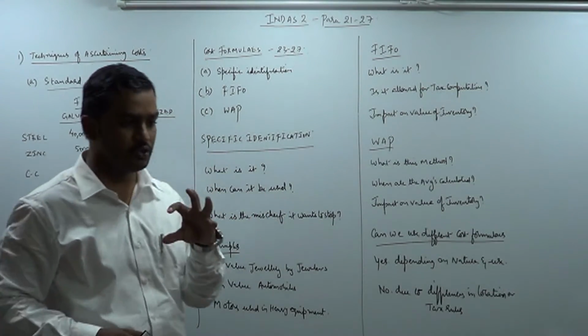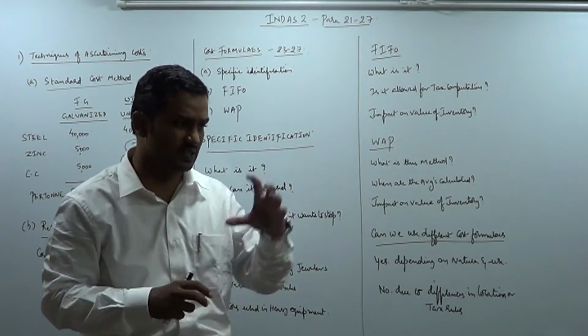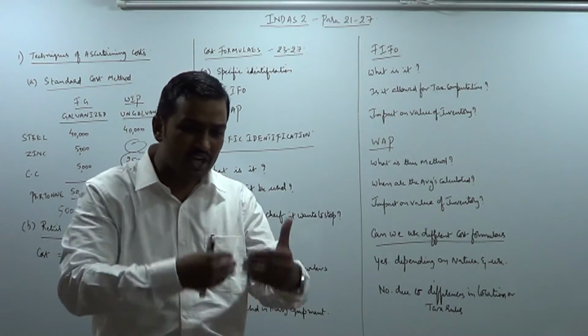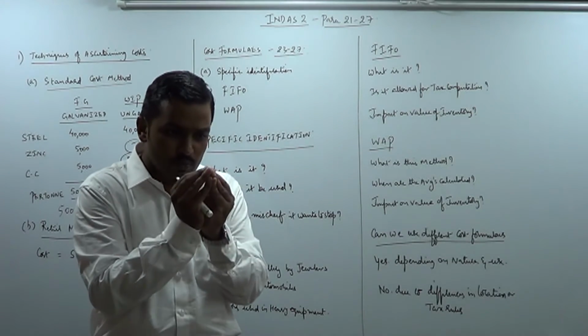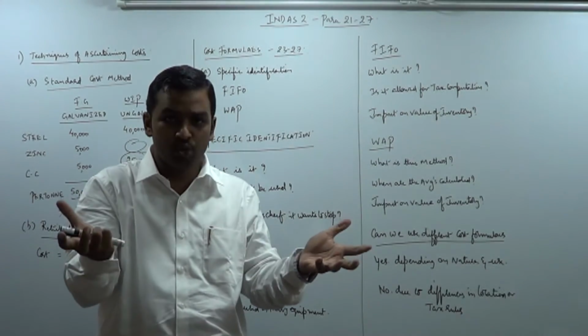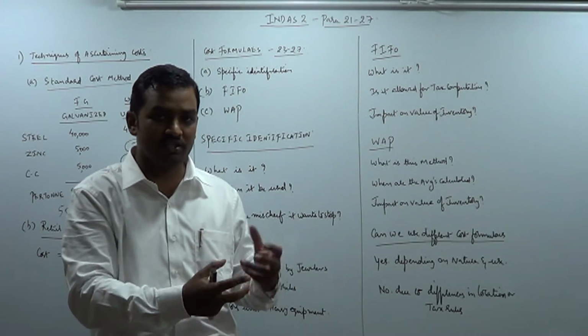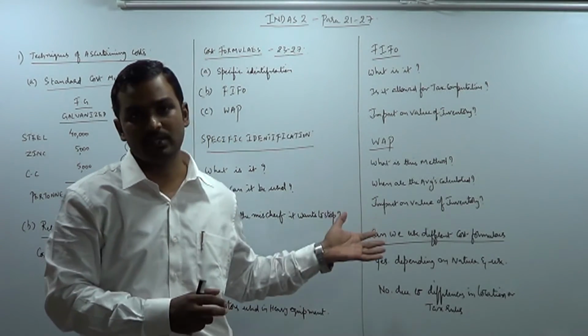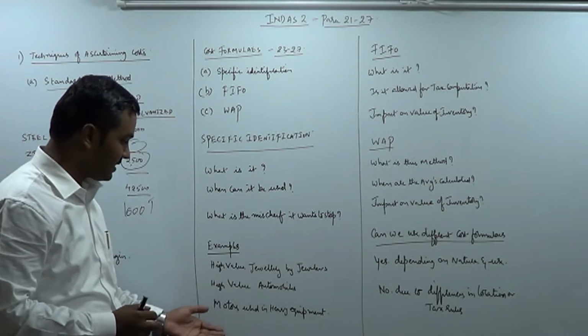Specific identification method is used when you purchase inventory for a specific project or a specific purpose. The goods are not interchangeable. You have small quantity but high value goods. The goods cannot be interchanged. The use is not similar. The goods are not similar. In such cases, we can apply specific identification method. I am giving you some examples.